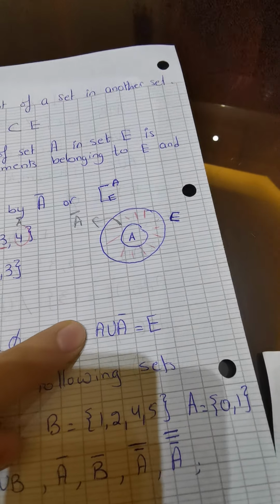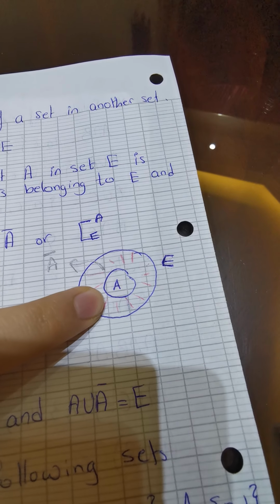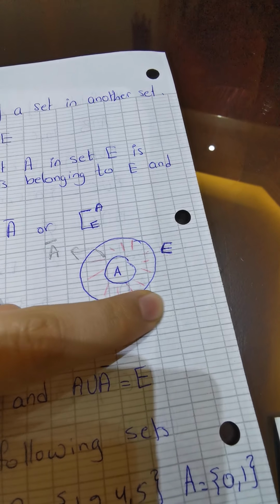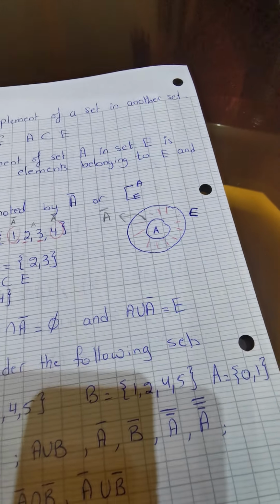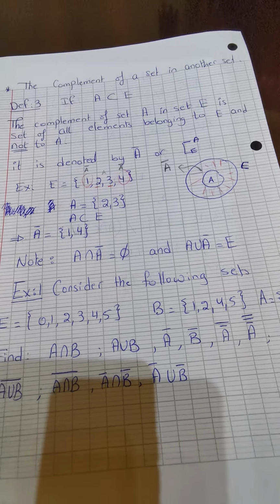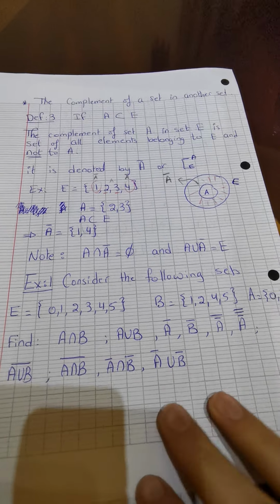And if we want to find the union of A with A bar, look at the Venn diagram. A union A bar is the whole set E. So A union A bar is the whole set E. We will start with exercise 1 so that we can understand.